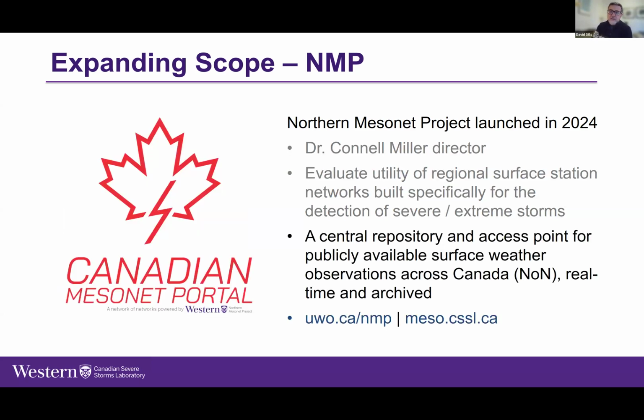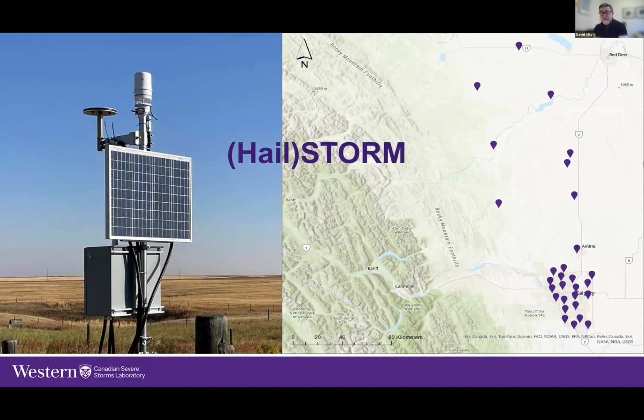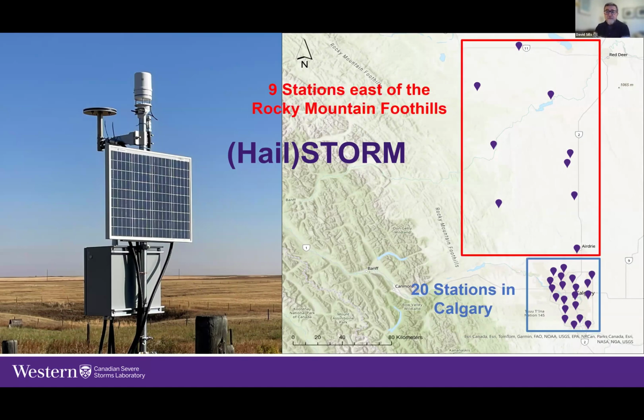But we're also trying to be a central repository and access point for all publicly available surface weather data across Canada. So basically a network of networks approach in real time, but also archiving that through this Canadian Mesonet portal. So with the enhanced networks, we want to do a hail network out west, a wind network in Southern Ontario, a rain network in Montreal. We started on that hail network. We've got hail disdrometers to record hail occurrences centered around Calgary and in the foothills north of Calgary. There's 20 stations there, 9 to the north.